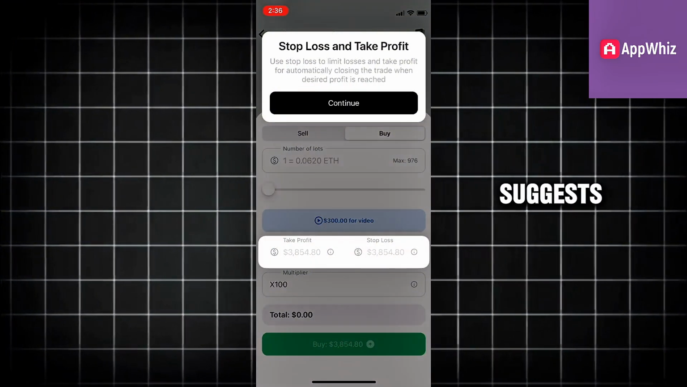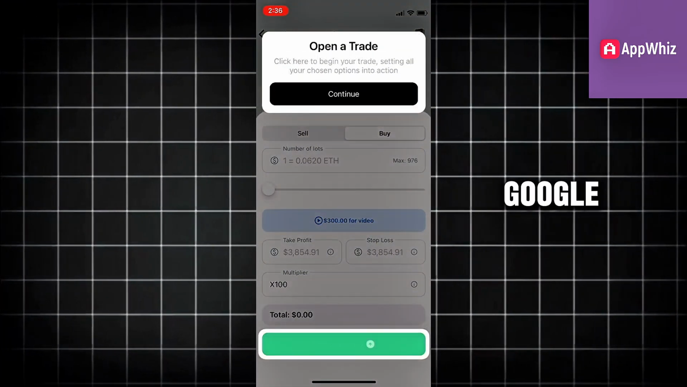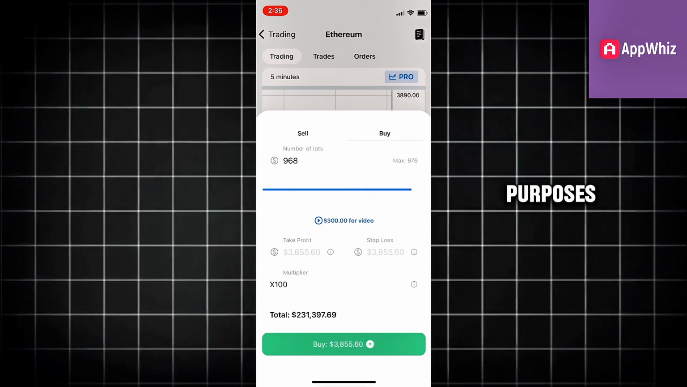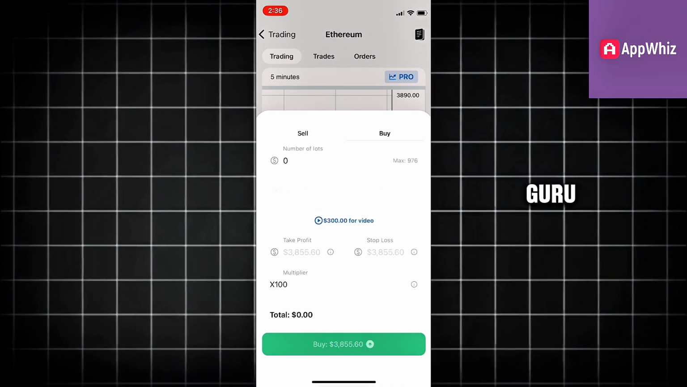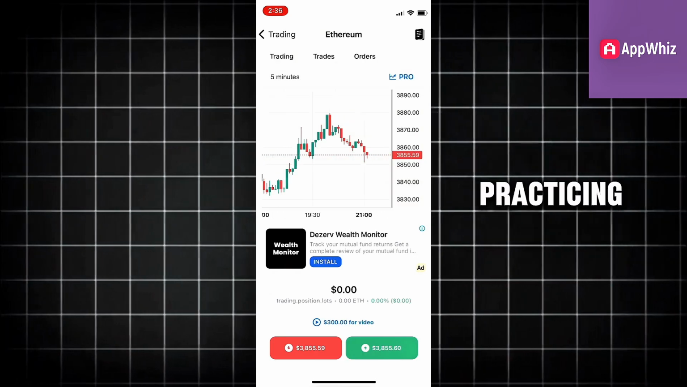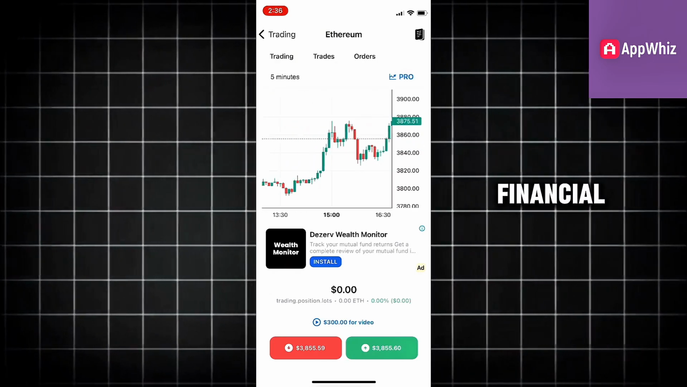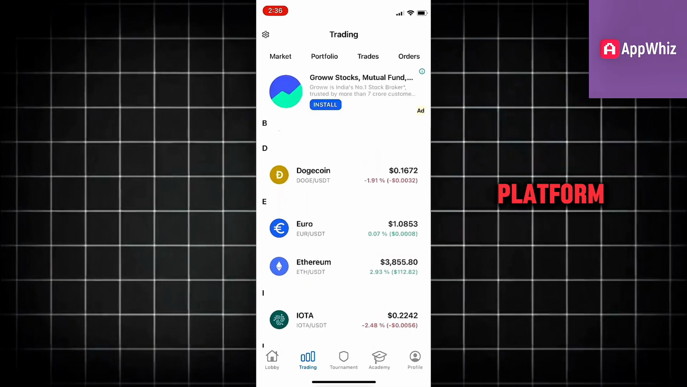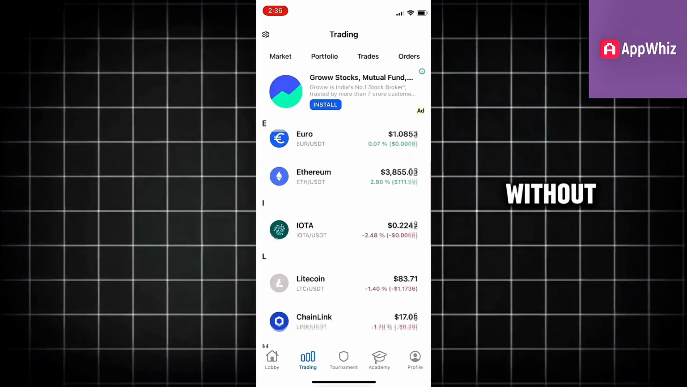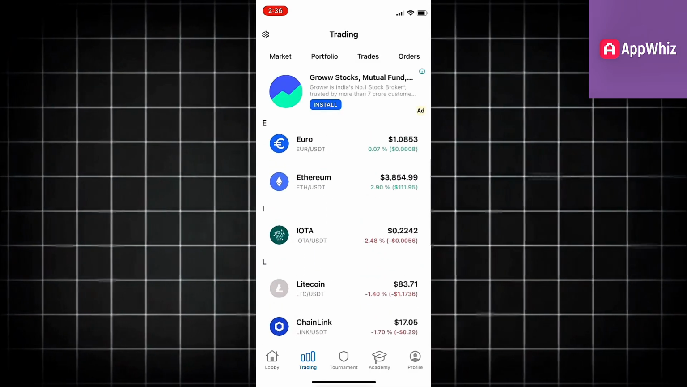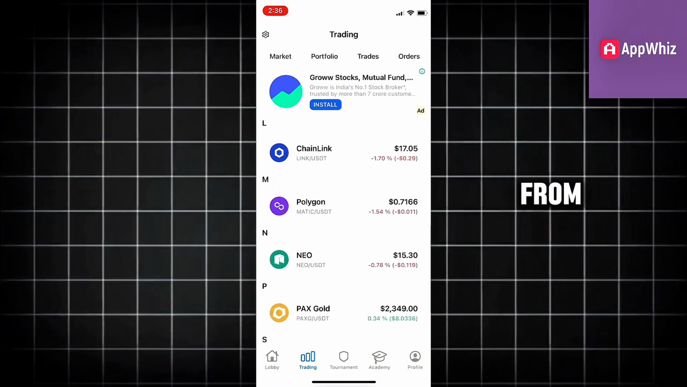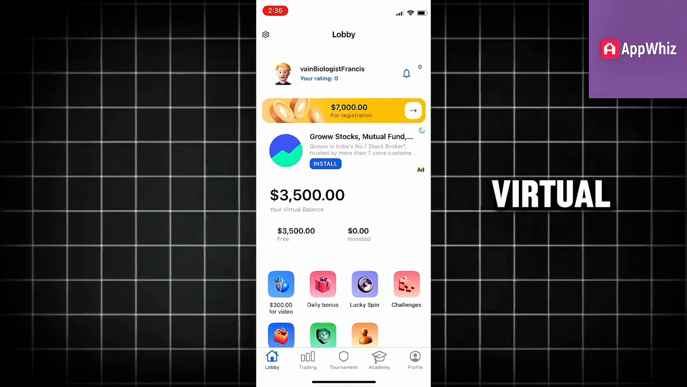If anyone suggests you can withdraw real money from Crypto Guru, it's likely a scam, as the app is strictly for simulation purposes. Crypto Guru is a valuable tool for learning and practicing crypto trading without financial risk. Remember, the balance is virtual, making it a safe platform to enhance your trading skills without the worry of losing real money. So beware and understand really strictly, you can't withdraw money from Crypto Guru because it's just virtual money.